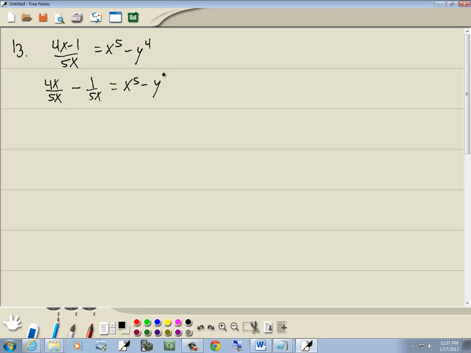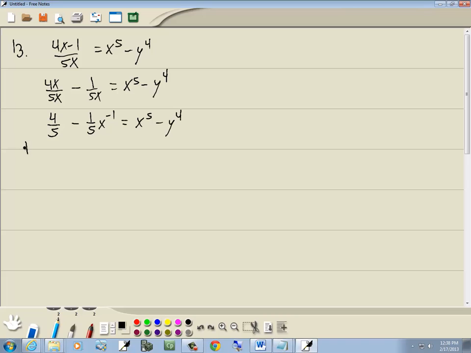Now again, these are just to give you examples. You're not necessarily going to have one on a test that has a single term down here, so don't count on that. These x's cancel, giving you 4/5 minus 1/5, and I'll take that x from the bottom up on top and it becomes x to the negative 1, equals x to the fifth minus y to the fourth.